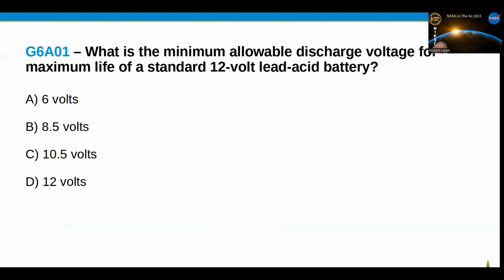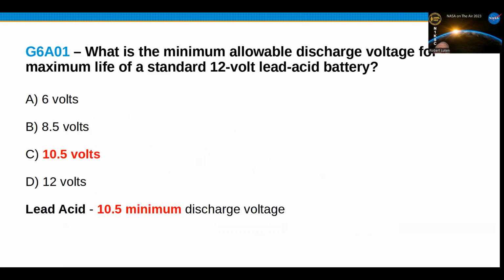What is the minimum allowable discharge voltage for maximum life of a standard 12-volt lead acid battery? Does anybody know what the nominal voltage is for a 12-volt battery? 12.65, I believe. 13.8. No, that's float voltage. That's why all that ham stuff uses 13.8 volts.